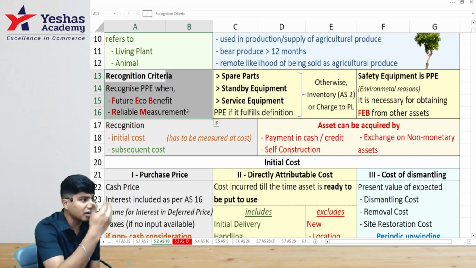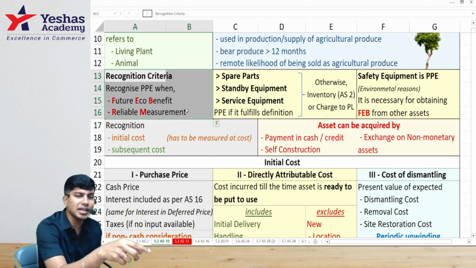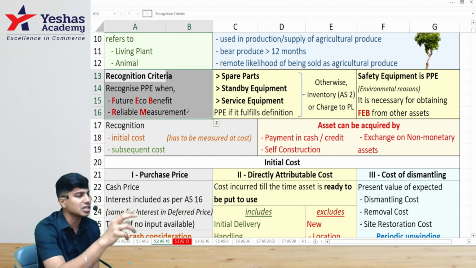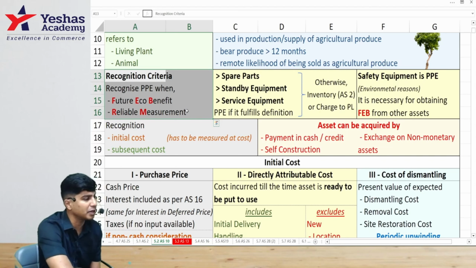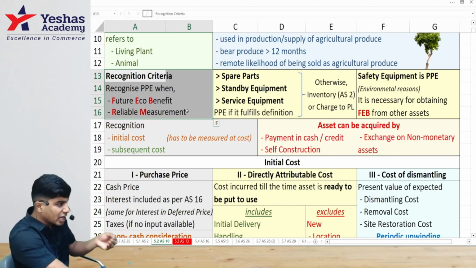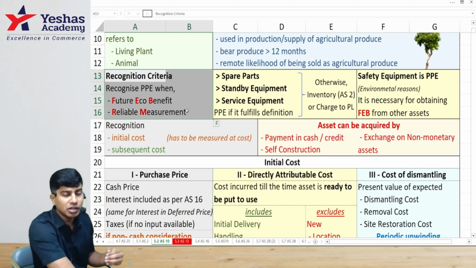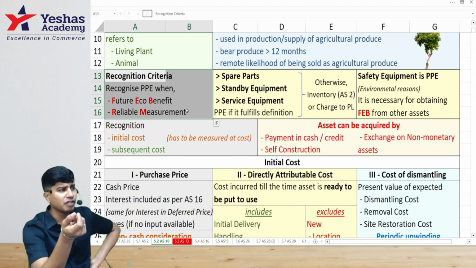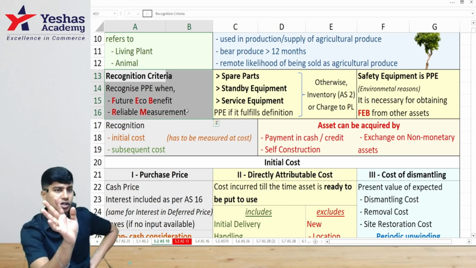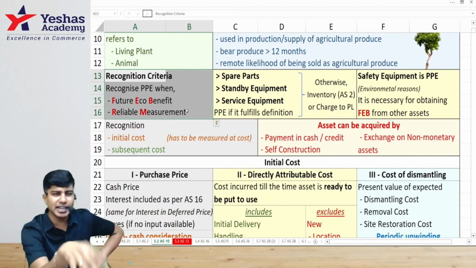We should be able to get economic benefit from this asset in the future. Next one, we should be able to reliably measure the price of this asset. If we can reliably measure the price of this asset, and if we can generate some future economic benefit from it, then this asset will be called PPE, and it can be recognized in our books of accounts as PPE. The cost that is incurred before the asset is put to use or ready to be put to use is initial recognition. After the asset has been put to use, if you incur some cost, that will be called subsequent cost. Subsequent cost will usually be charged to PL.